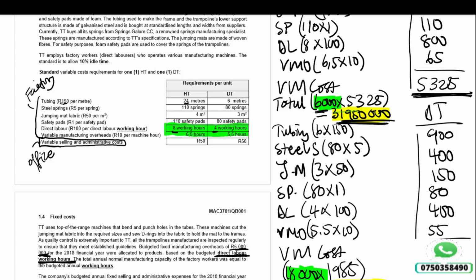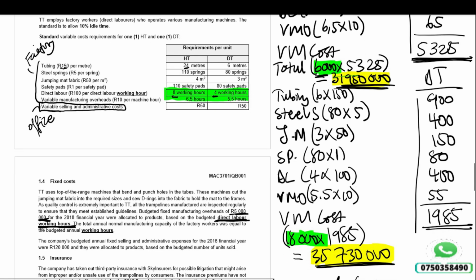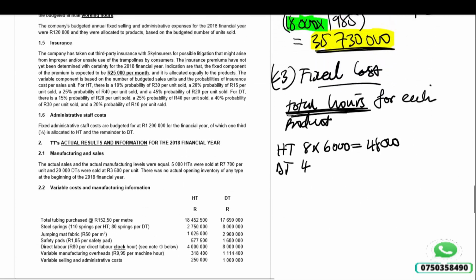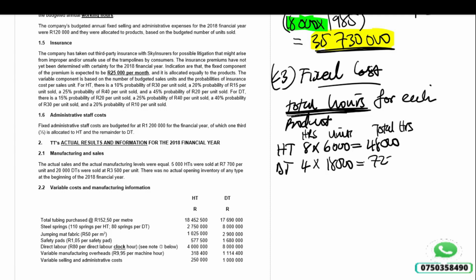These are the hours required, right? Given here, 8 hours and 4 working hours. But how many units did we produce? For HT, we produced 6,000 units. And then for DT, we produced 18,000, if you remember very well from calculation number 1. So we have 4 hours times 18,000 units, and this gives us the total hours. We have 72,000 hours here.